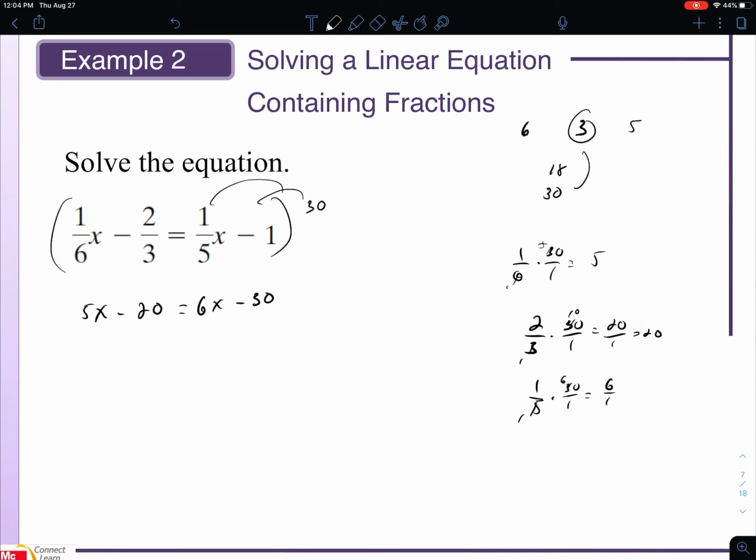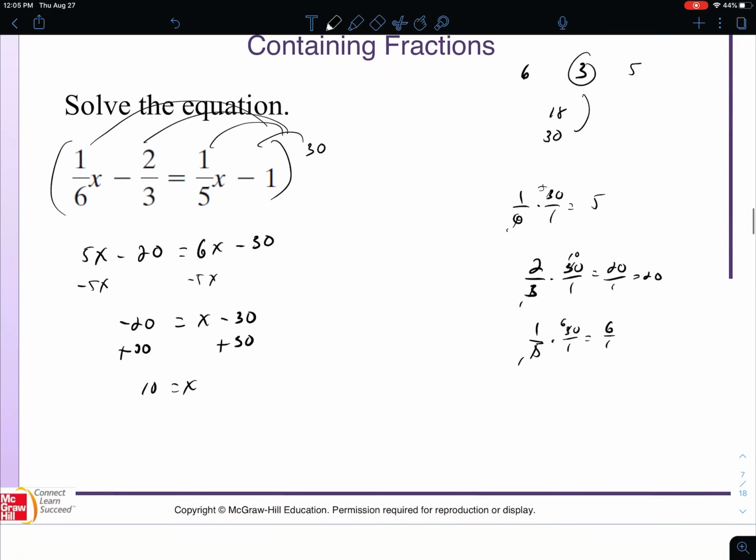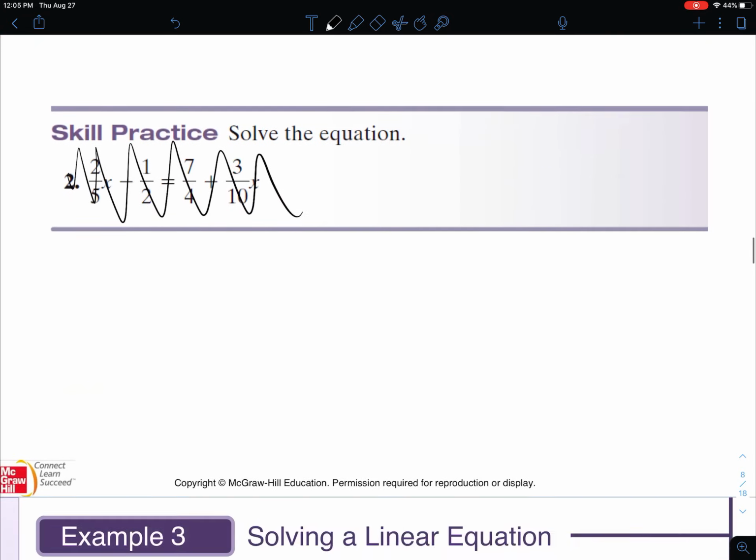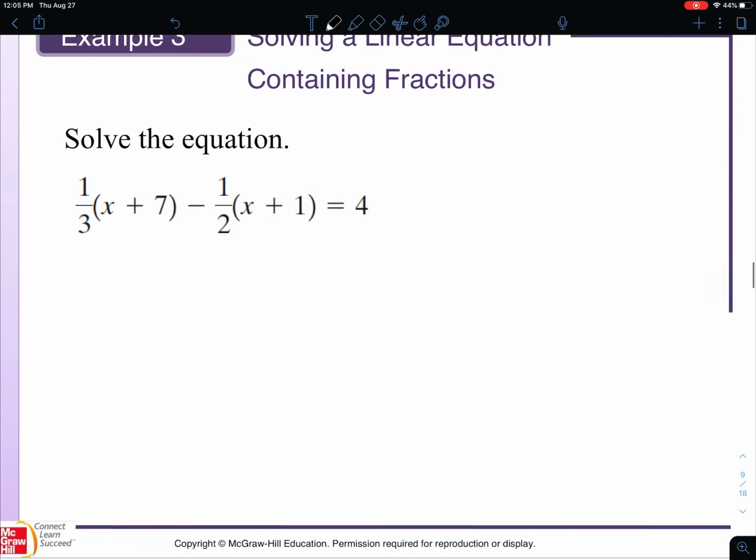So I multiply the 30 times every single one of the terms inside the parentheses that I created. So here I'm going to subtract 5x from both sides, so it's going to be negative 20 is equal to x minus 30. I'm going to add 30 to both sides, and I get x is equal to 10. So it's just a matter of clearing those fractions, finding a multiple. It has to divide evenly, so it has to be a multiple of the denominators, or otherwise it's not going to work. So this one, we can do several ways.